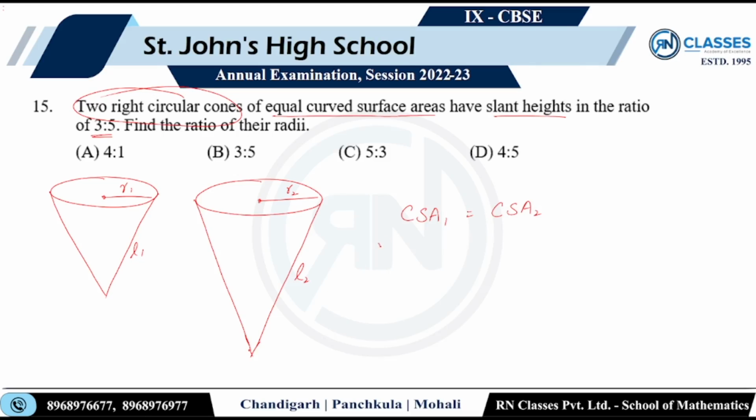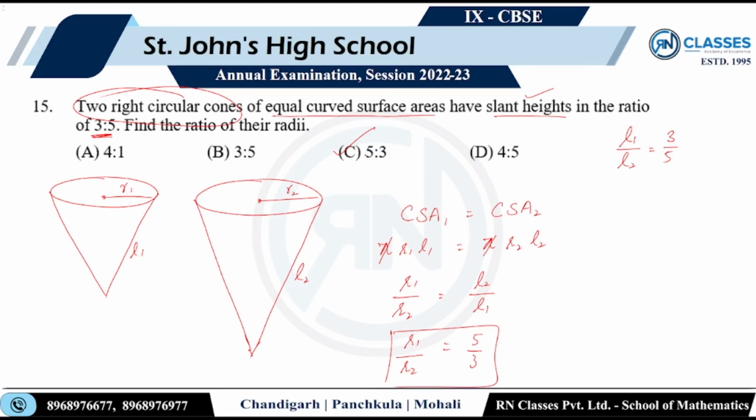अब कर्व्ड सरफेस एरिया क्या होता है, पाई R1 L1 और दिस वन पाई R2 L2. पाई से पाई कैंसिल. मुझे चाहिए R1 बाय R2 और मुझे यहां पे क्या मिला, L2 बाय L1. उसने क्या बोला है, slant heights are in ratio 3:5, मतलब कि L1 by L2 is given to be 3/5. मेरे को तो L2 by L1 चाहिए, which will be 5/3. So R1 by R2 is equal to 5/3. So 5/3, answer is C part.